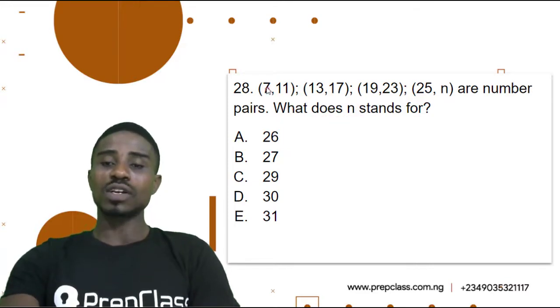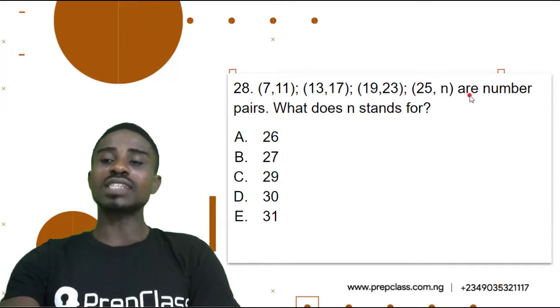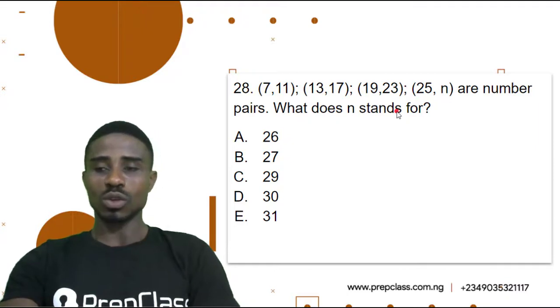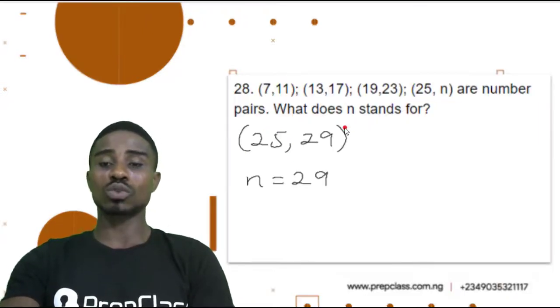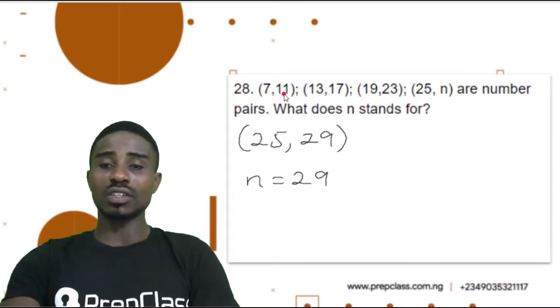Now, we have 7, 11, 13, 17, 19, 23, 25, n. These are number pairs. It's asking, what does n stand for? So, this is how to go about solving this question. You agree with me, 7, 11. We are going to be using a trial and error method.